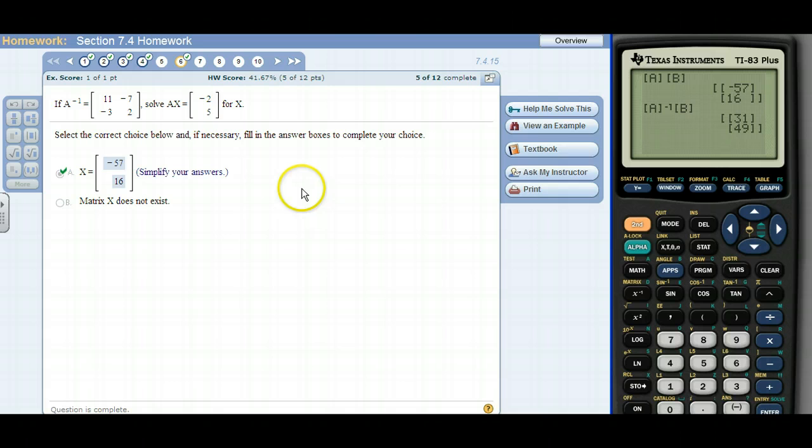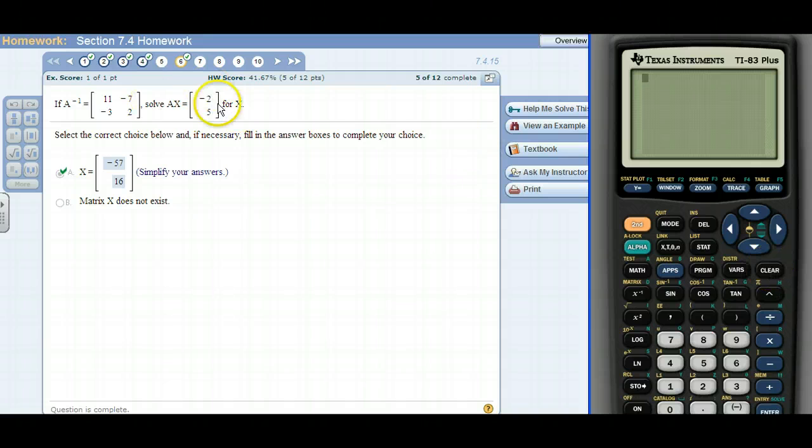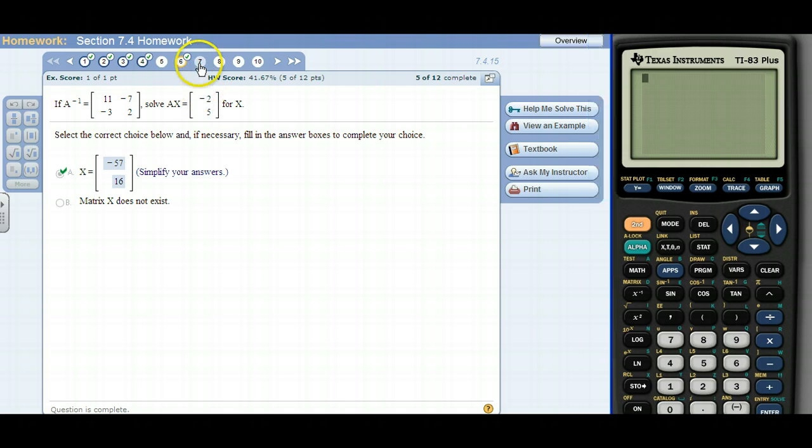But you're going to store that in your calculator as A. So just remember not to put that inverse thing in there. Since we're calling the inverse of A, we're calling it A. So we just have to keep that straight when we're doing a problem like number 6.